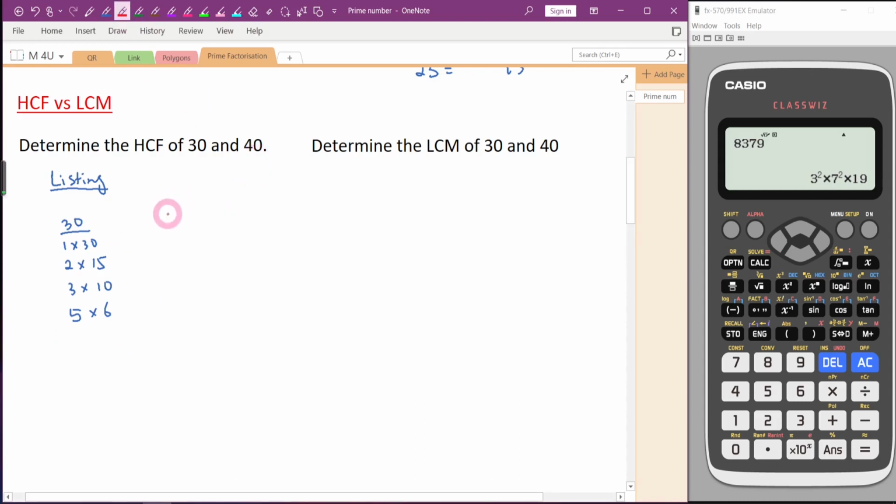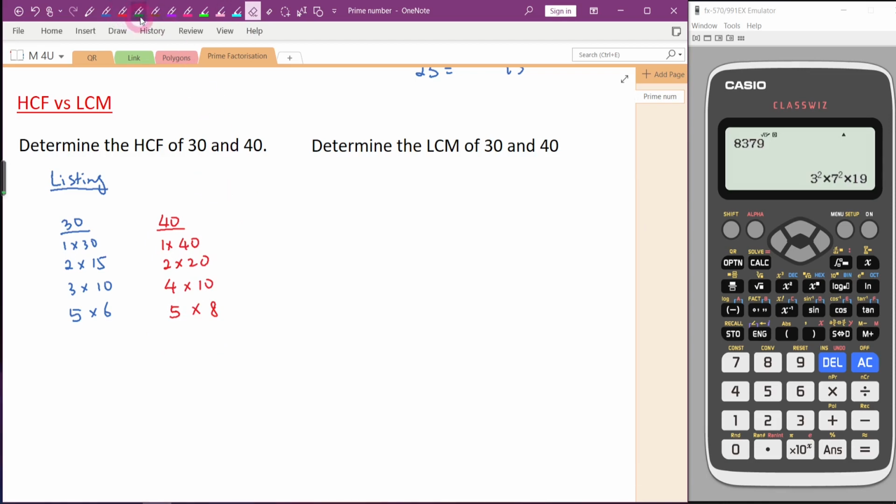Now 40. 1 times 40. 2 times 20. 3 cannot. 4, yes, 4 times 10. 5 times 8. 6 cannot, 7 cannot, 8. 8 times 5. Now repeated pair, right? So stop here. These are all the factors of 40.